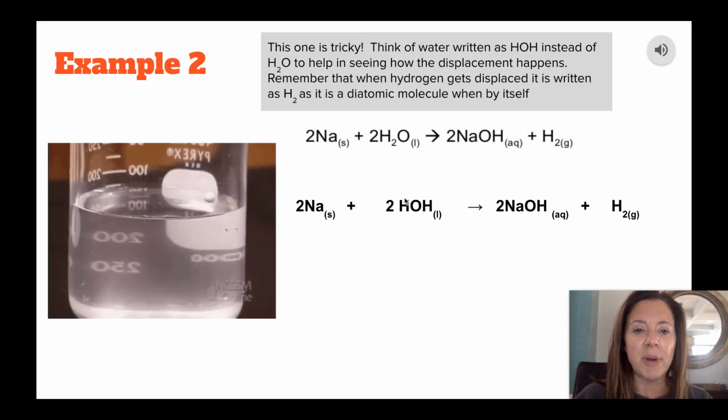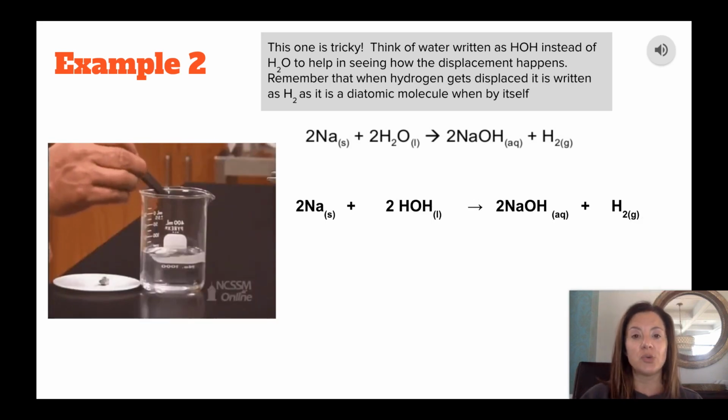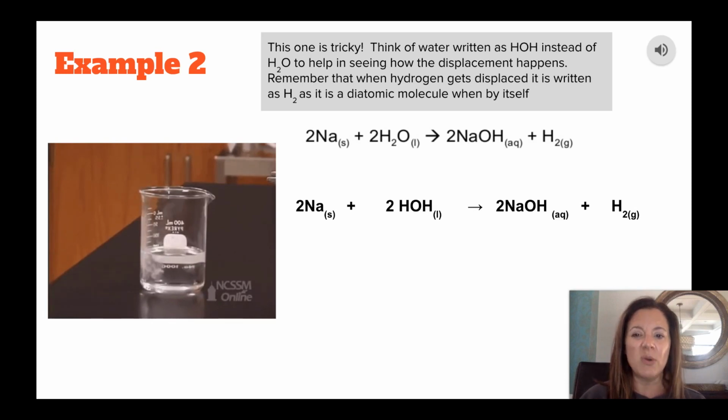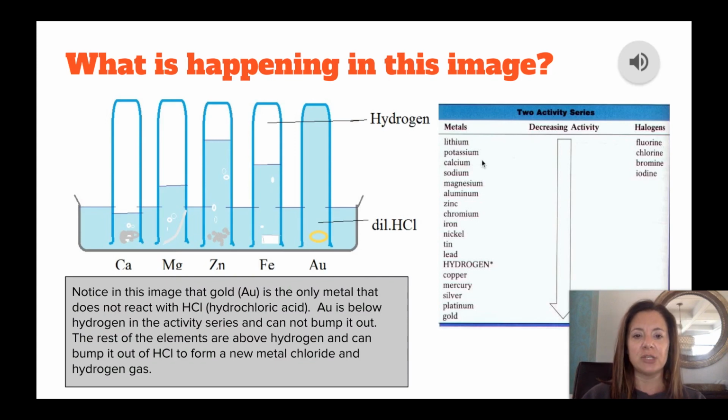So sodium bumps out this first hydrogen to form the hydrogen gas, and then it hooks up with the hydroxide portion of the water to form sodium hydroxide. So that one is a little bit tricky when it comes to single displacement reactions. So treat water like HOH, and then you won't make that mistake for those type of reactions.